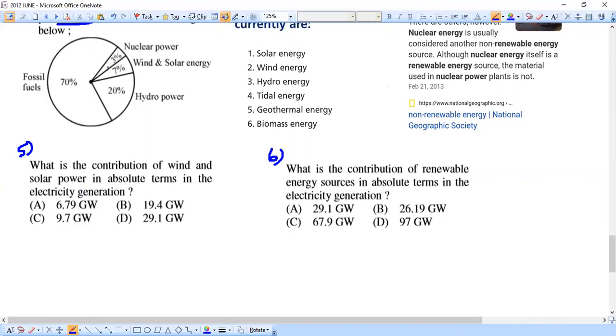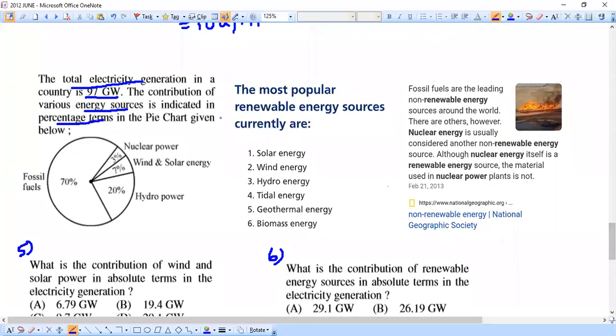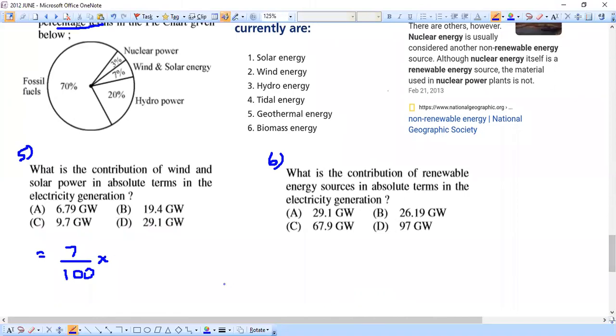See here, wind and solar energy, we have 7%. So that means we need to calculate 7%. That is 7 by 100 into the total. The total we already know is given here itself: 97 gigawatts. You can see the total generation is 97. So let's take the same value here, 97. So 7%, that means 7 by 100 of 97. We have to complete this calculation and then get the answer.